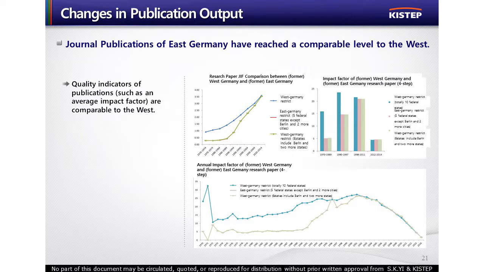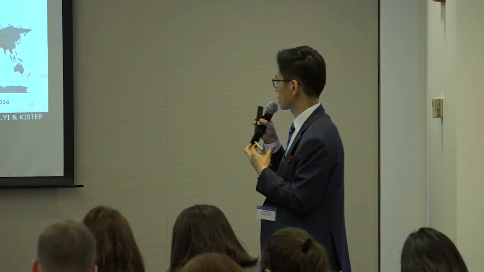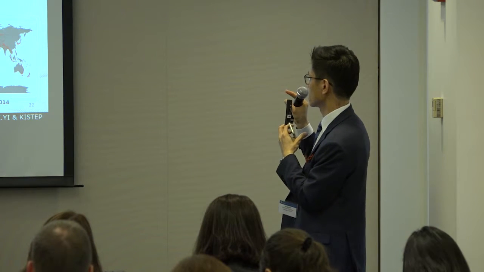Okay, this graph shows that quality indicators of publications are comparable to the West. The first graph is about journal impact factor, and the graph below is about annual impact factor of West Germany and East Germany. This graph shows the distribution of papers. The unification contributed to the expansion of the research network. However, there is still a lack of regional balance in East Germany. The research network expanded globally upon unification. We think the research capability of East Germany contributed to this expansion.